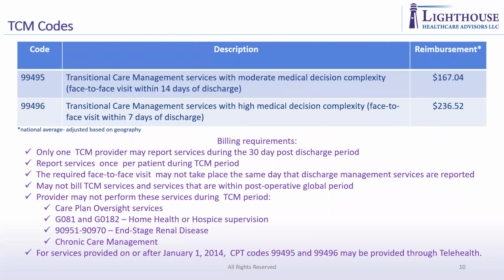There are also a few other codes that cannot be billed in addition to the TCM code. Those include care plan oversight services, the home health or hospital supervision codes, end-stage renal disease codes, and chronic care management. And we'll focus on that last one in the next webinar series. Essentially what that means is you can't bill 2 preventive service codes in the same month. So if I am a chronic care management patient and I'm getting my monthly 20-minute chronic care management call, I'm billing for that call. If I'm admitted and then discharged, I cannot bill both a transition of care management and a CCM during that same 30-day period.